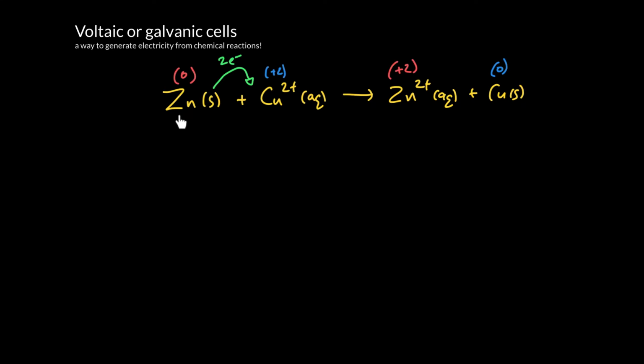So loss of electrons is oxidation, gain of electrons is reduction. And if you remember OIL RIG, oxidation is loss, reduction is gain. That should all come back to you.